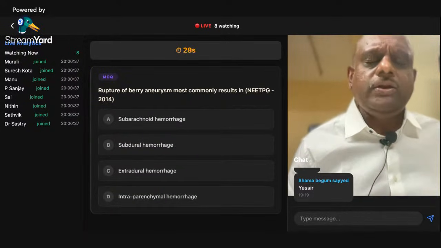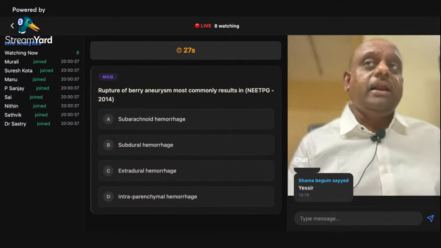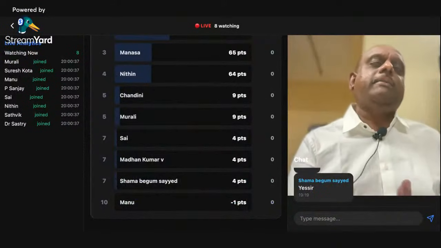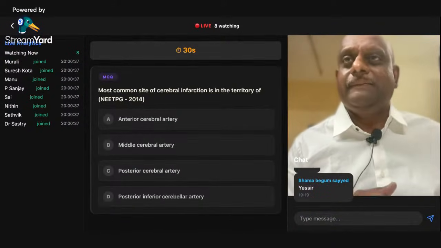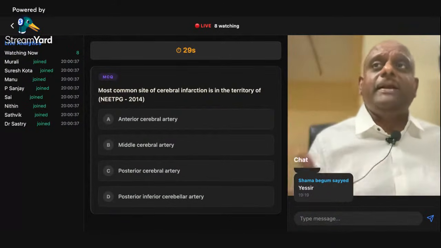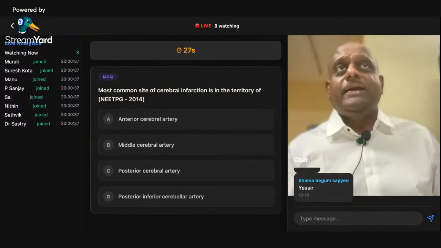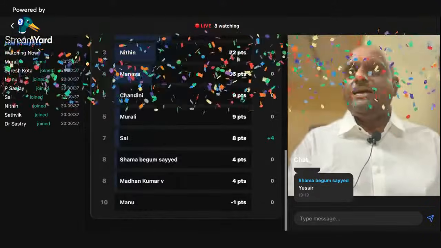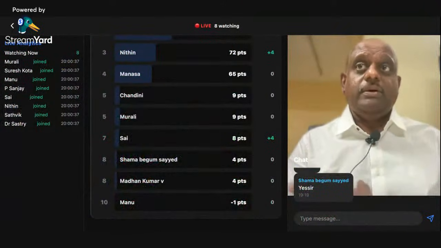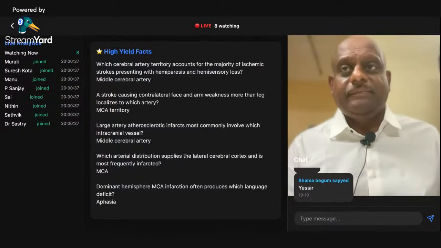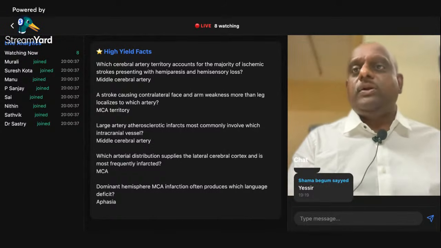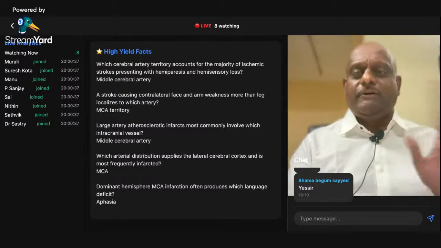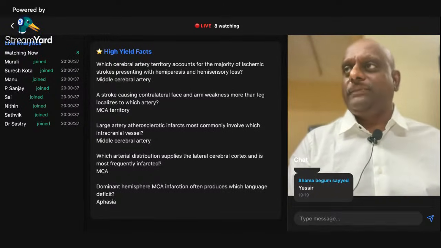Rupture of the berry aneurysms is the underlying cause that leads to the development of the subarachnoid hemorrhage, as all of you know very well. The most common site of cerebral infarction typically is in the middle cerebral artery territory, right? So, middle cerebral artery territory, most common location. And dominant hemispheric MCA infarction is the one which leads to development of the aphasia, right?